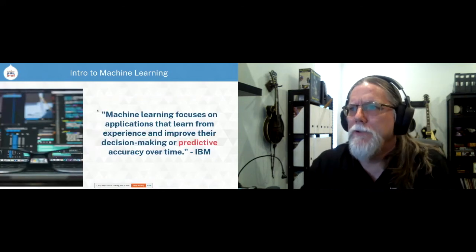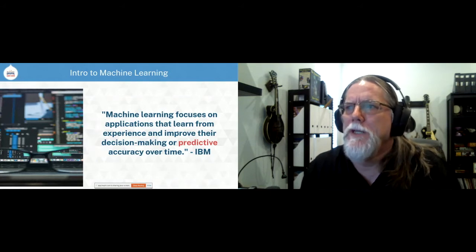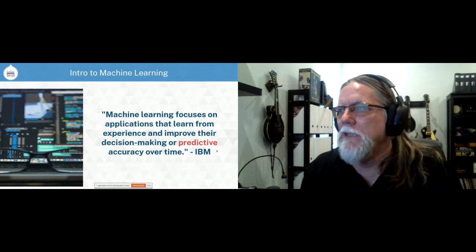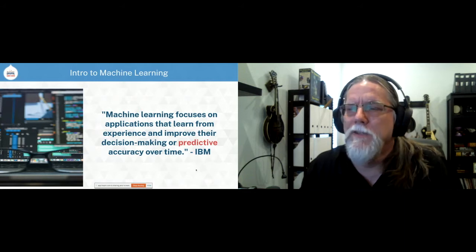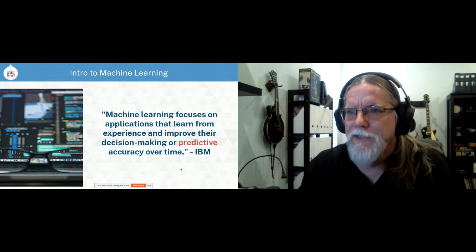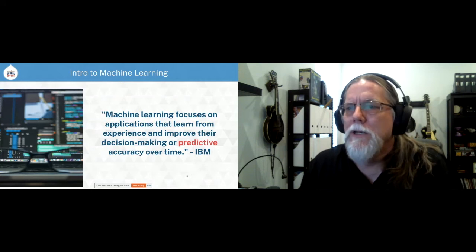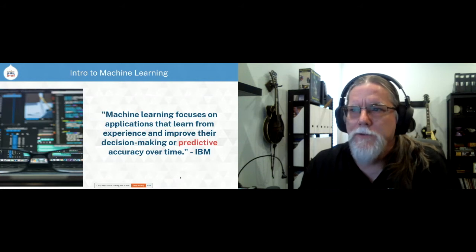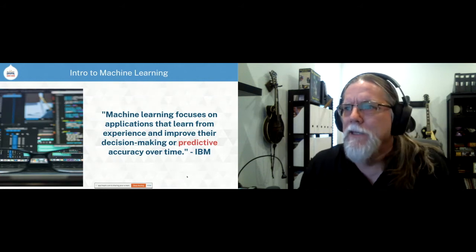So what is machine learning? Machine learning focuses on applications that learn from their experience and improve their decision-making or predictive accuracy over time. And predictive is the key word in this definition, because what machine learning tries to do is develop a model that is very good at predicting the outcome of some sort of calculation, or making a decision to classify whether the picture the model is looking at is a dog or a cat. And the whole point of machine learning is actually to minimize the amount of error in these predictions.